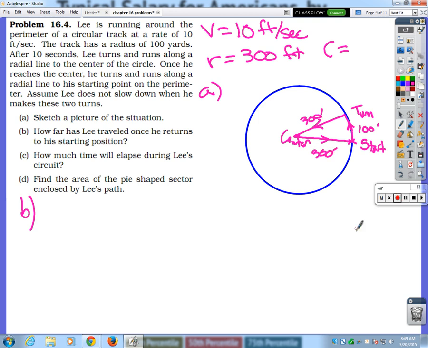700 feet, good. Because 100 here, 300 in the middle, 300 back out. So he went a total of 700 feet. Okay. How much time will elapse?